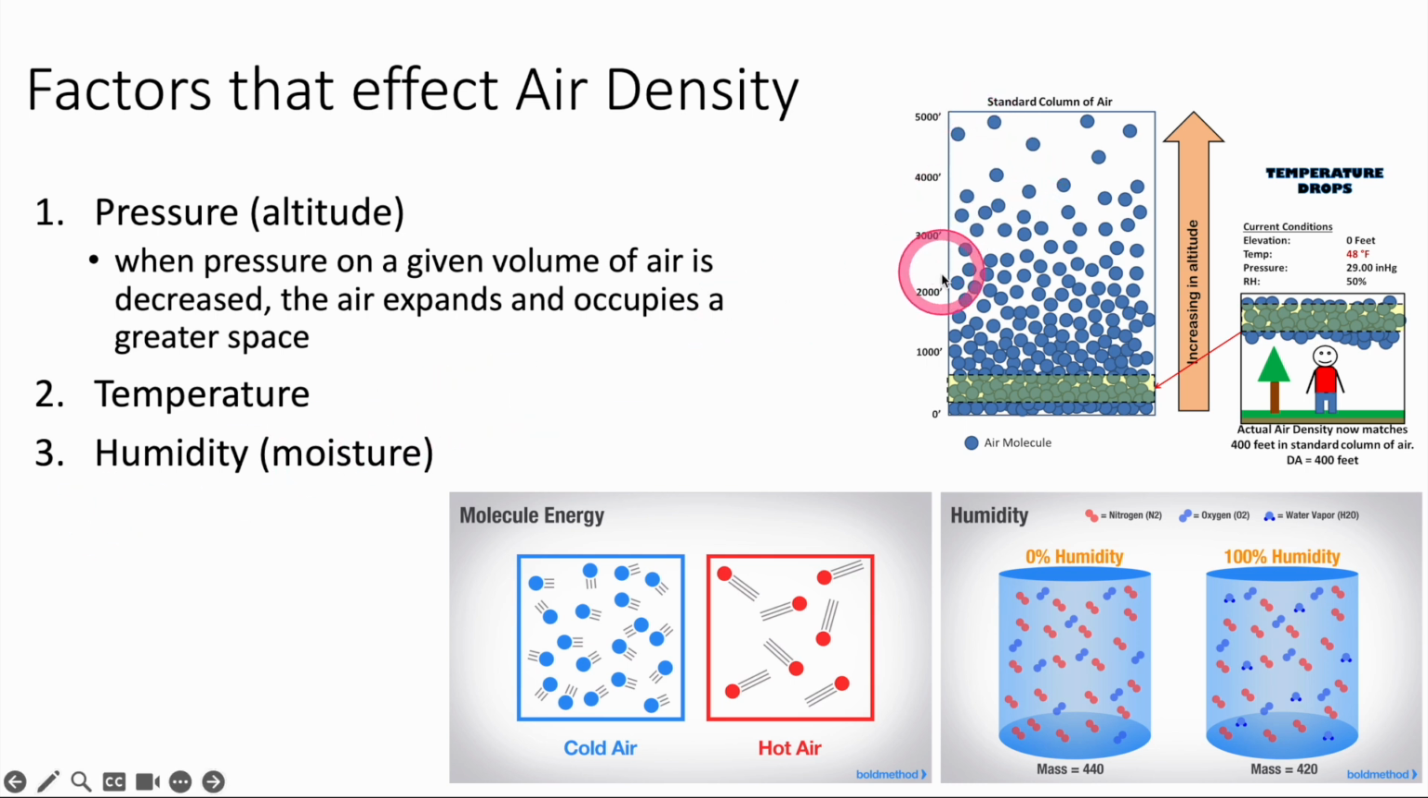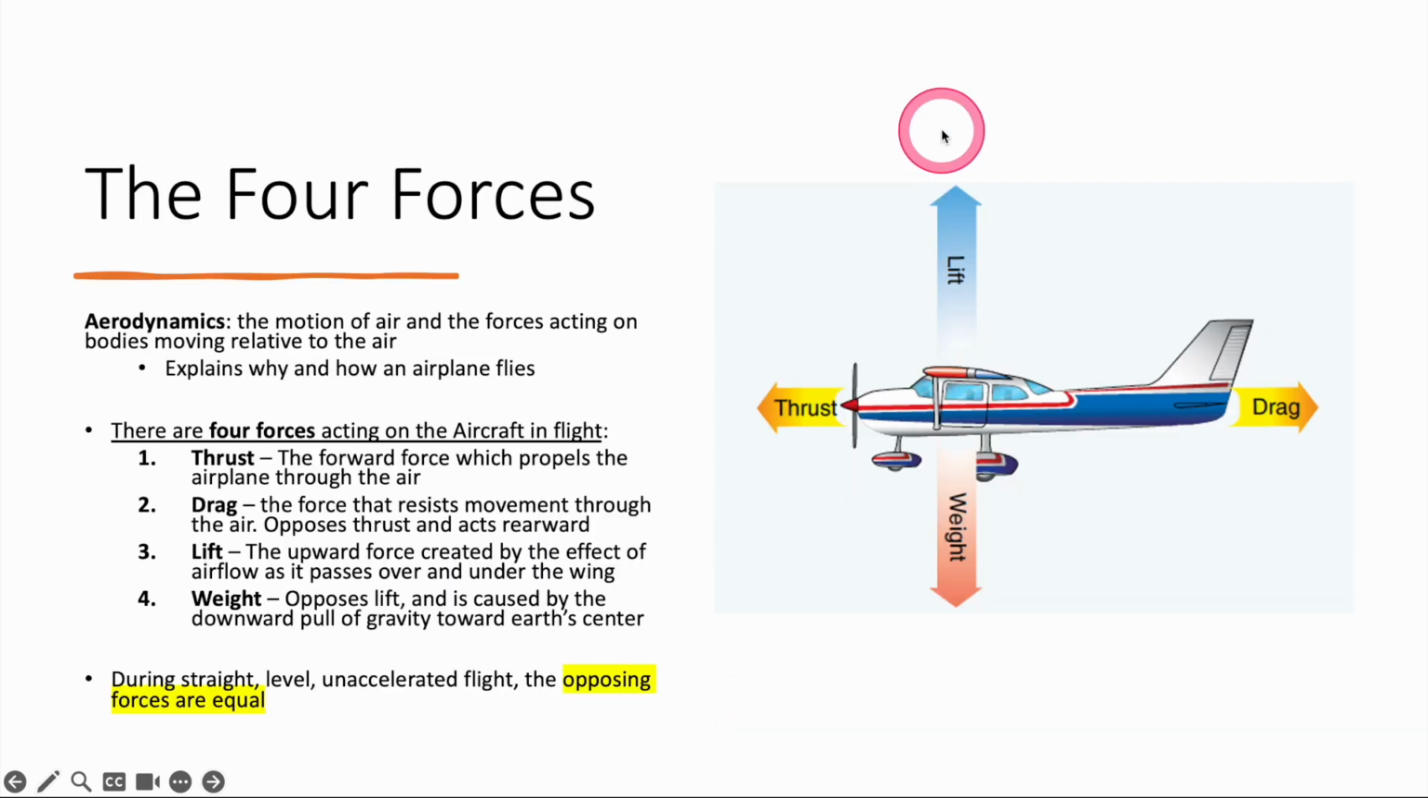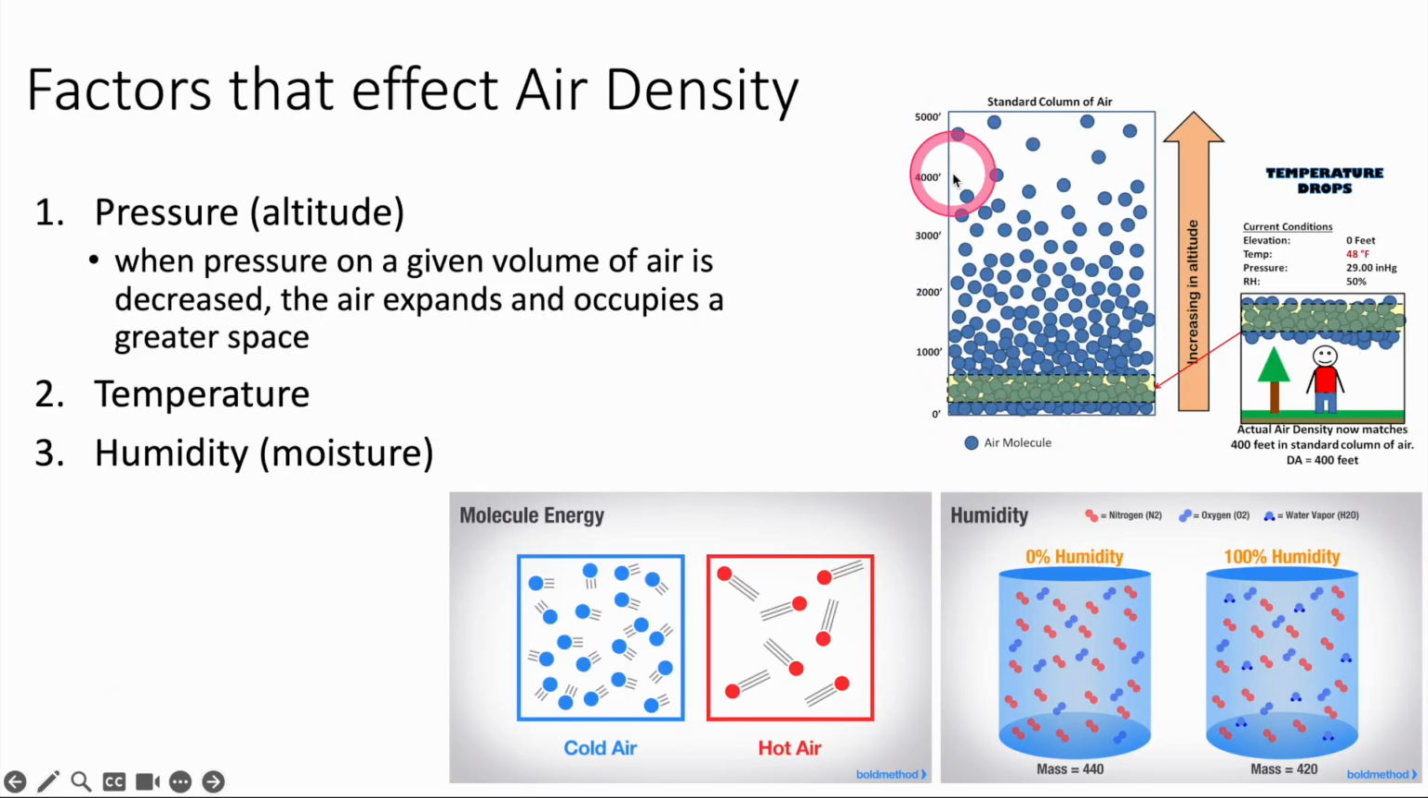So looking at this column right here, there's altitude on the left side of it. So at the surface, we have the weight of the entire atmosphere pushing down on you. And so the air is more dense. Air molecules are pushed closer together. As you get higher in altitude, they have the opportunity to expand and get further apart. The air becomes less dense.